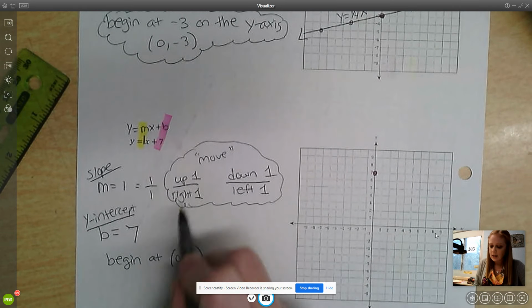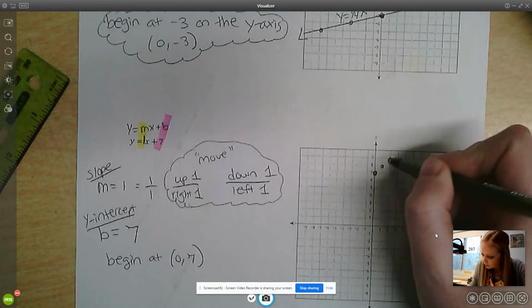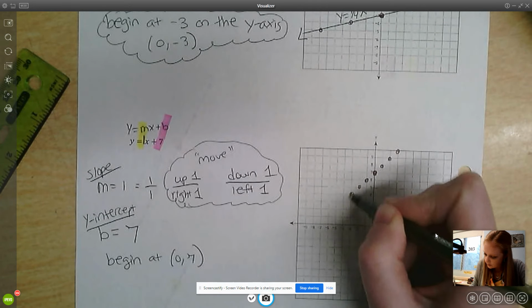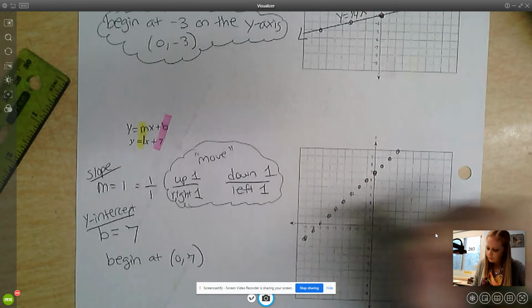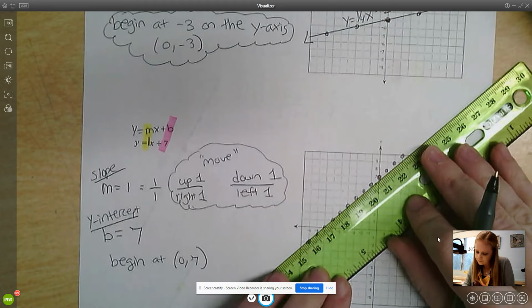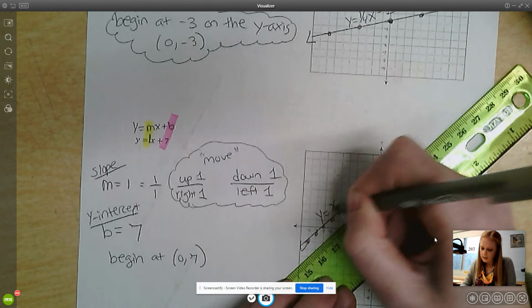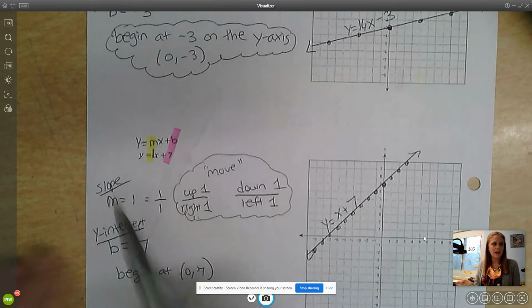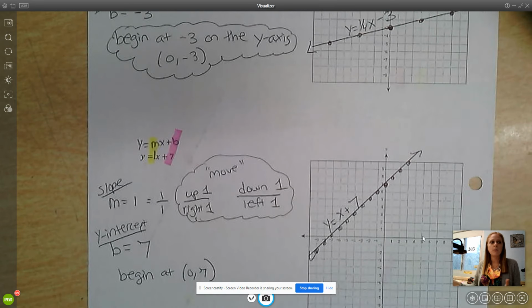We begin at 7, and now we're going to move. Our slope is 1, so up 1, right 1, up 1, right 1, up 1, right 1, up 1, right 1. Reverse, down 1, left 1, down 1, left 1. Down 1, left 1, down 1, left 1. All right, connect. Y equals x plus 7. Double check your slope. It says it's a positive slope, right? Positive x, positive 1x. And sure enough, as I go from left to right, my line is going upward, positive slope, and it crosses at 7 as our y-intercept.